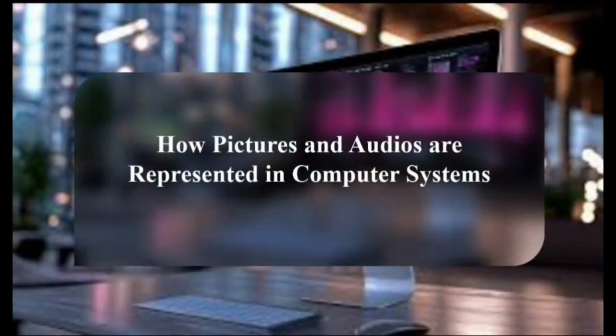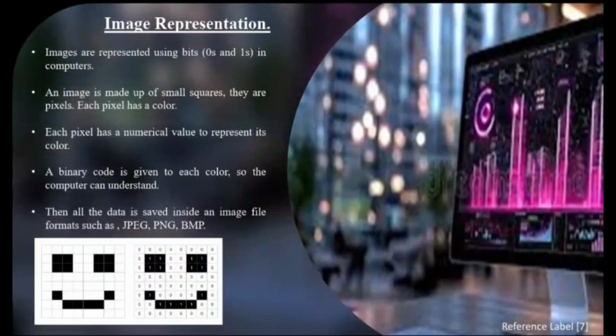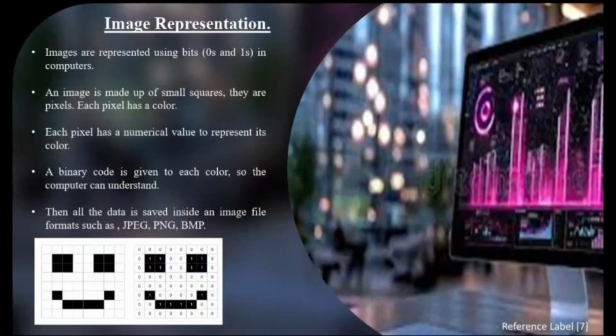Let's talk about how pictures and audios are represented in computer systems. Images are represented in computers using bits, zeros and ones. An image is made up of tiny squares called pixels, and each pixel has a color. Each color is given a numerical value, which is then converted into binary code so the computer can understand it. All this data is saved in image file formats like JPEG, PNG, or BMP.